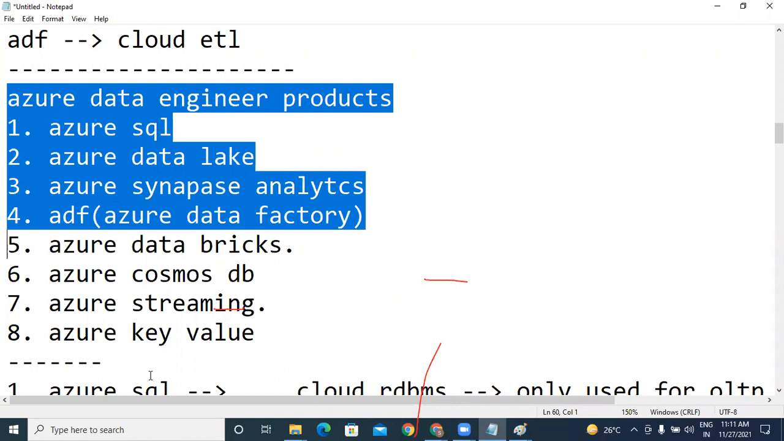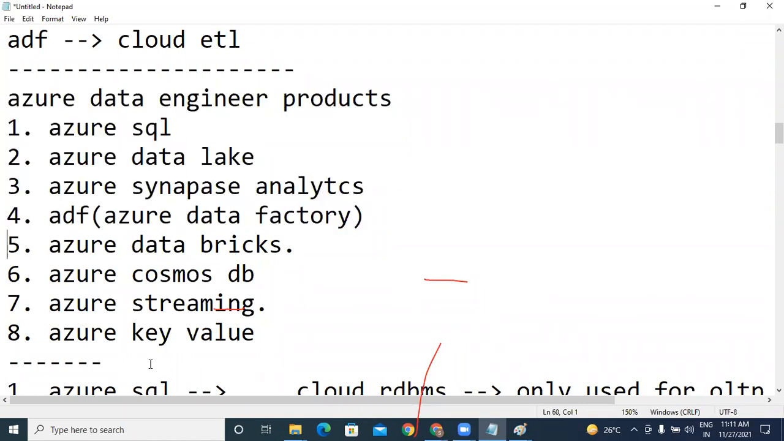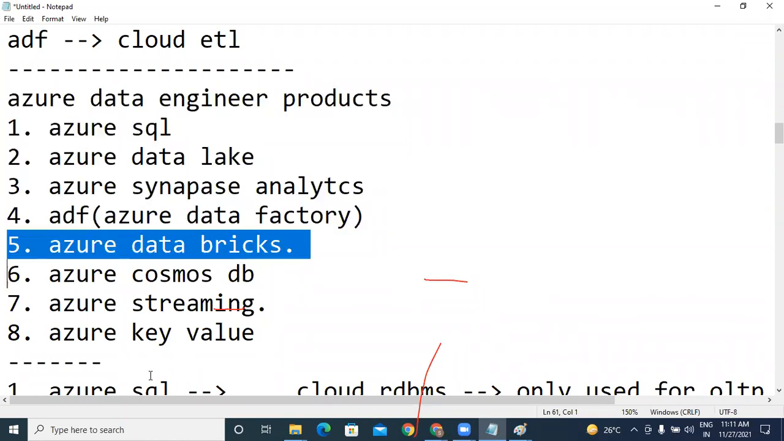SQL means SQL. There is no difference between normal SQL and this SQL, but this SQL is on cloud. Once you know SQL, data lake, Synapse Analytics, and ADF, you can enter into the industry. If you are already an ADF developer, then the next step is Databricks. Suppose I am an ADF developer, which other products do I need to involve?